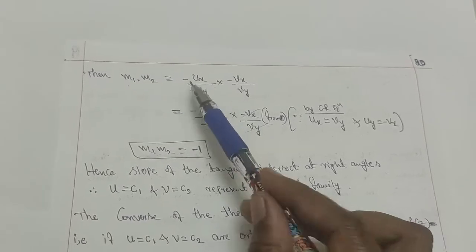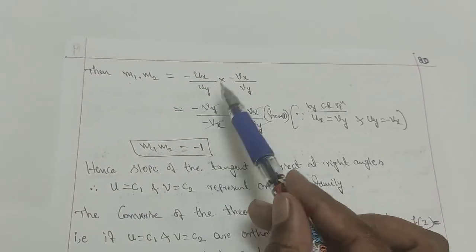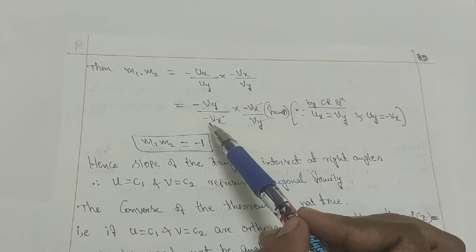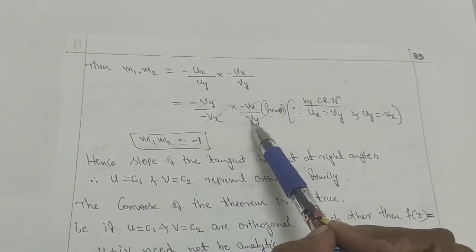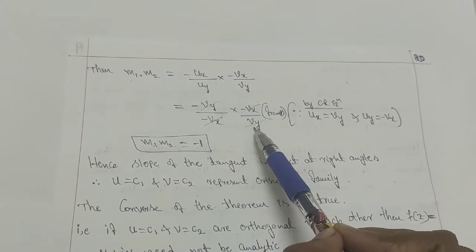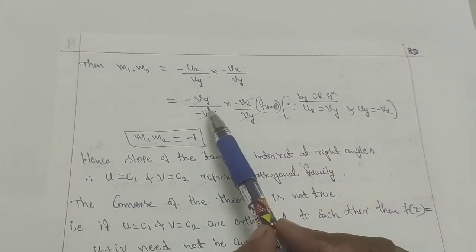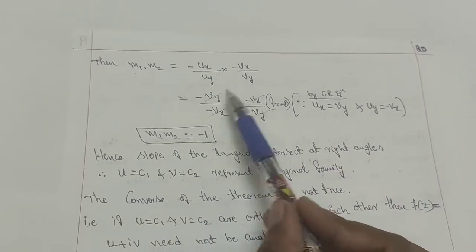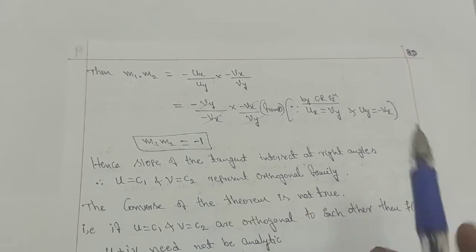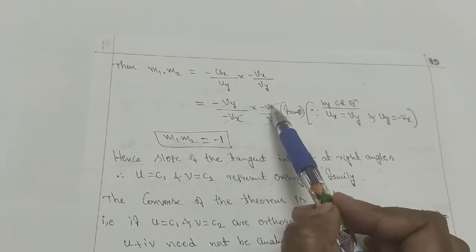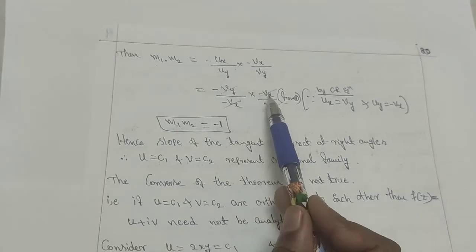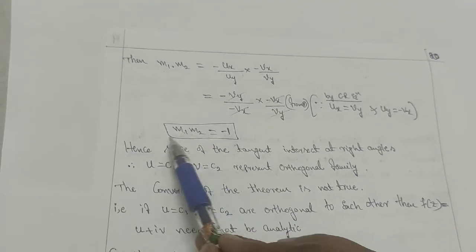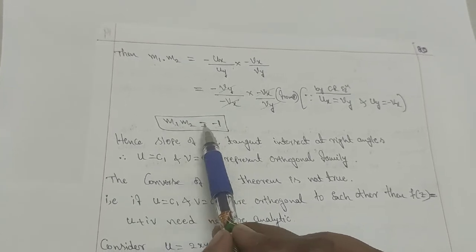So substituting here, we will get minus ux by uy as minus vy by minus vx, into m2 value as it is, that is minus vx by vy. So vx cancels, vy cancels, minus cancels, we will get minus 1. That means we are getting the product of the slopes is minus 1.